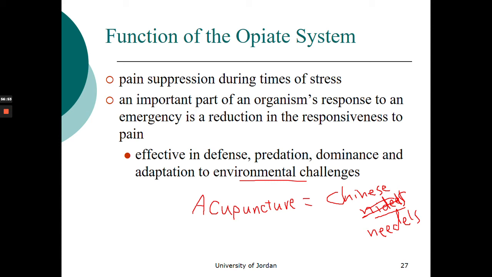If you stimulate certain areas of our body, these areas go to the brain and stimulate the brain to secrete these endogenous opiates. This is one of the theories about acupuncture. Okay.